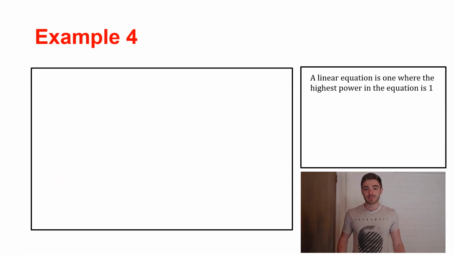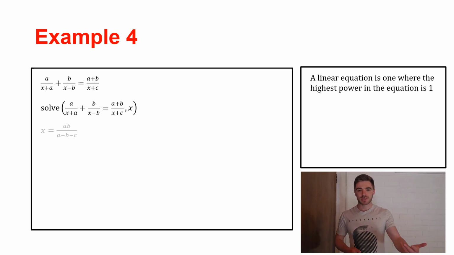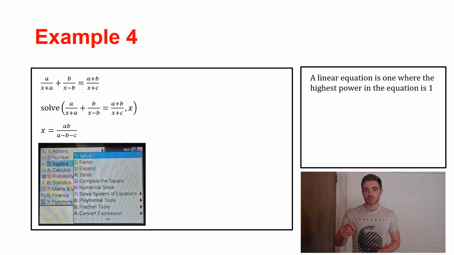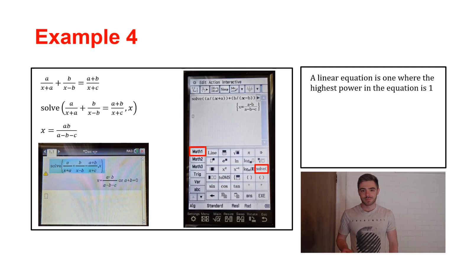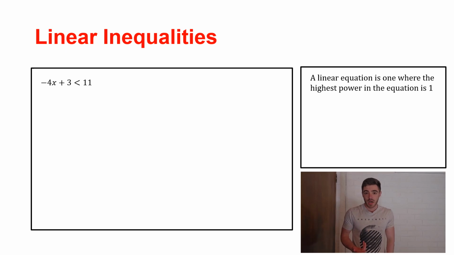The CAS actually has an inbuilt function to help you with this. So let's suppose you're in a tech active exam and you get a linear equation that looks really nasty like this one here. All you're going to do is wrap that up in a solve using the following syntax. The shortcut on the TI Inspire is to go to Menu, Algebra, and then Solve, whereas in the Casio it's highlighted here.